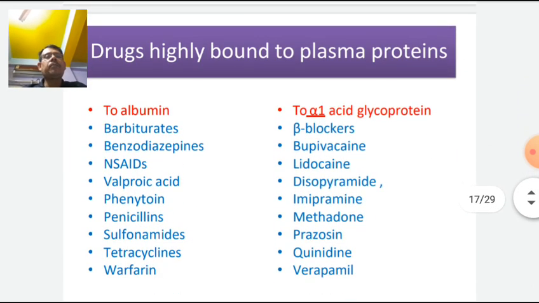In other diseases like uremia, binding of phenytoin and pethidine is reduced. These are the drugs which are highly bound to plasma protein. First, those bound to albumin: barbiturates, benzodiazepines, NSAIDs, valproic acid, phenytoin, penicillin, sulfonamides, tetracycline and warfarin. And those bound to alpha-1 acid glycoprotein: beta blockers, bupivacaine, lidocaine, disopyramide, imipramine, methadone, prazosin, quinidine and verapamil.